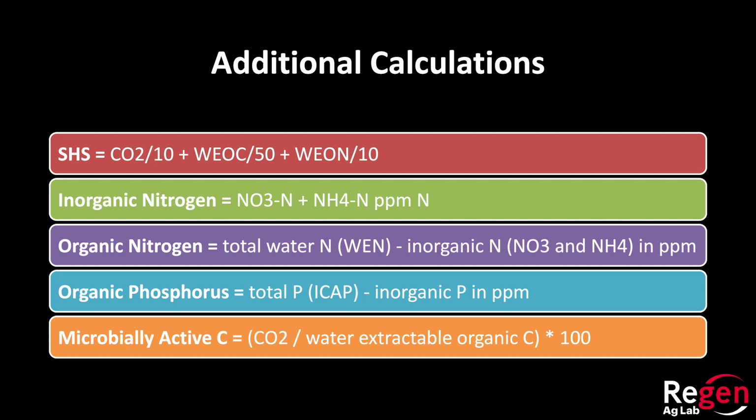Here's how that score is calculated, and it's just the red bar across the top. It's pretty complicated. Soil respiration divided by 10, water extractable organic carbon divided by 50, and water extractable organic nitrogen divided by 10. I can even do that math. Maybe not in my head at this point today, but I can still do that math.